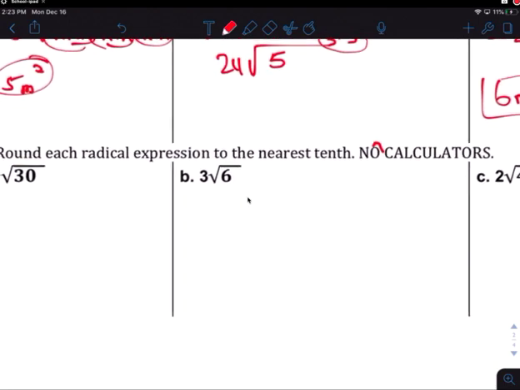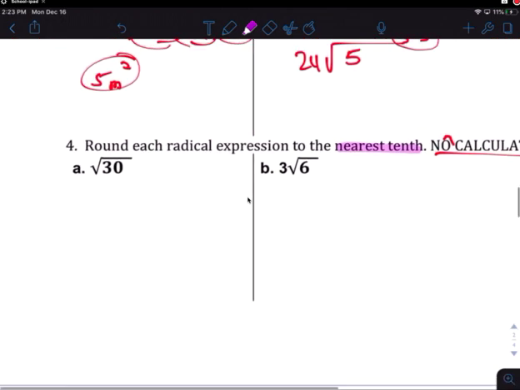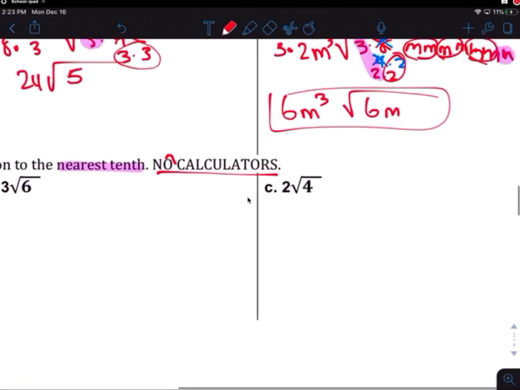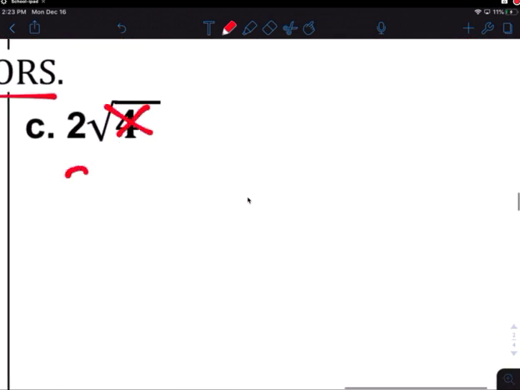No problem. No calculators, okay, you guys? Round it to the nearest 10th. That's when it says that, that's when you go, oh, I need to do those multiplications. I'm going to do these. This one's easy. This is a perfect square, so it's 2 times 2, which is 4, right?